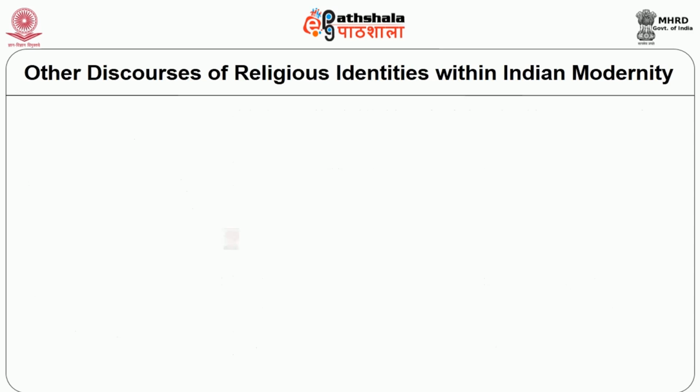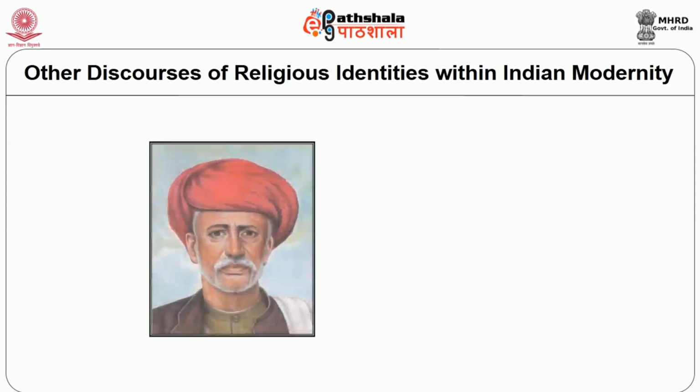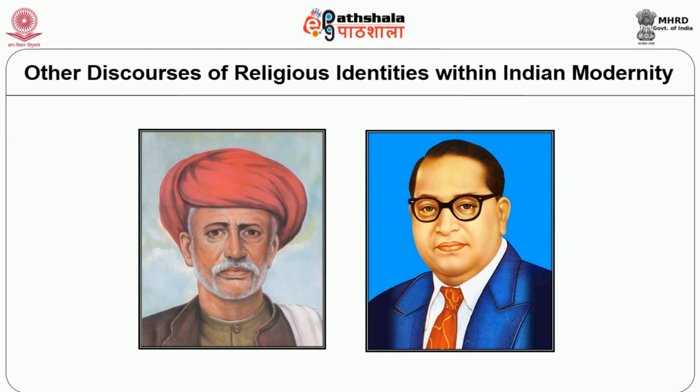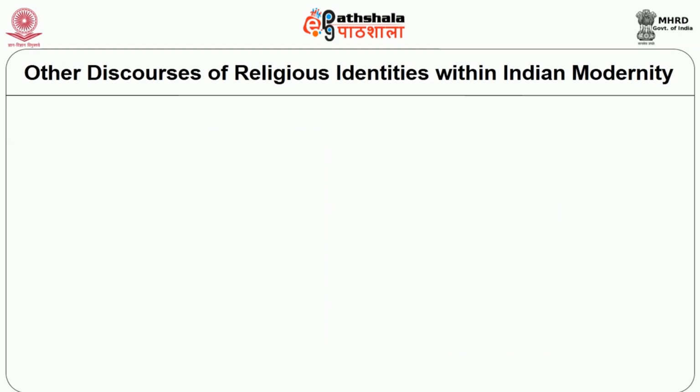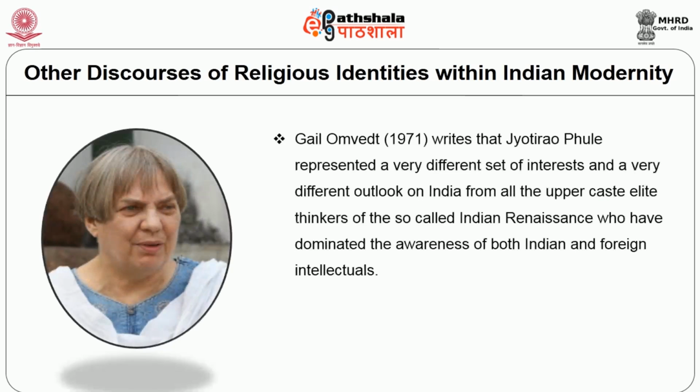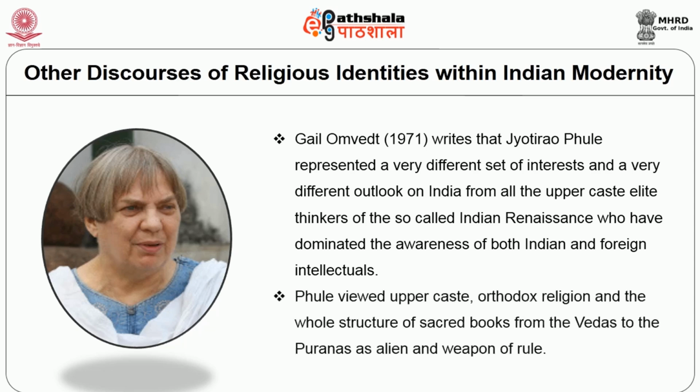Religious identity in the context of modern India has also been shaped by Jyotirao Phule and Babasaheb Ambedkar. Both these figures provide us with a critique of Brahmanism and Brahmanical Hinduism. Gail Omvedt writes that Phule presented a very different set of interests and a very different outlook in India from all upper caste elite thinkers of the so-called Indian Renaissance, who have dominated the awareness of both Indian and foreign intellectuals. Phule viewed upper caste, orthodox religion, and the whole structure of sacred books from the Vedas to the Puranas as alien and weapons of rule.